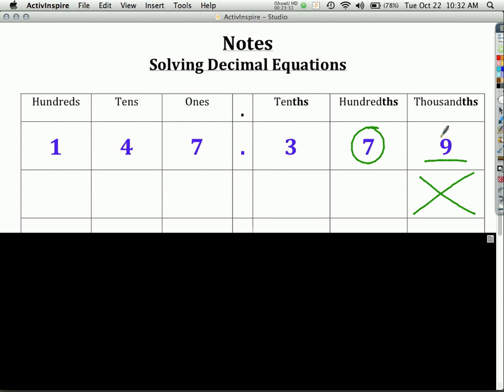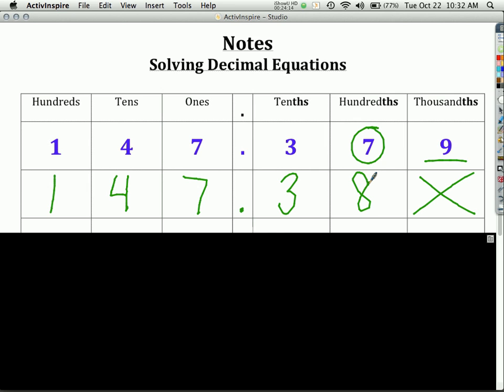And that's where Ms. Cooper's technique comes into play. 5 or more, raise the score. If this number is 5 or more, raise the score of the number in the circle. So, is this 5 or more? Yes. So, raise the score. What will the 7 turn into? Gloria? An 8. And so what we end up with is 147.38.